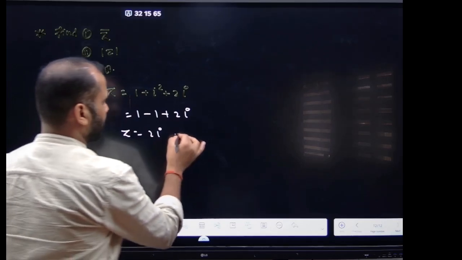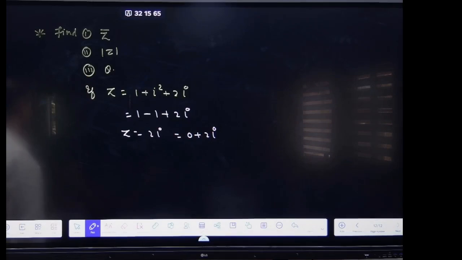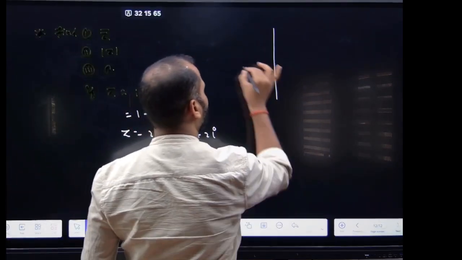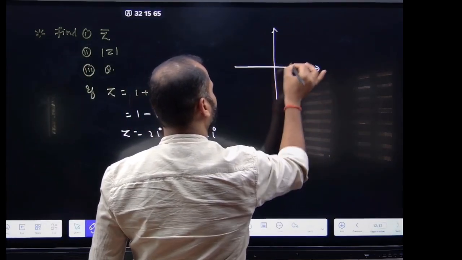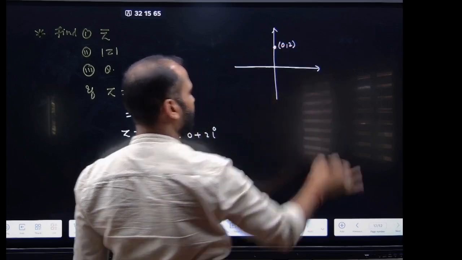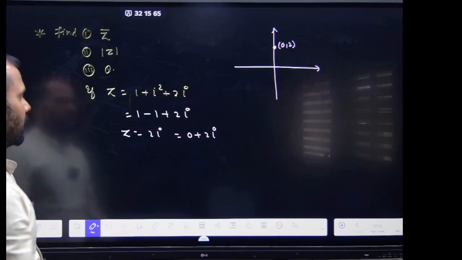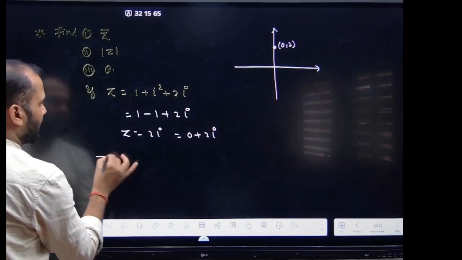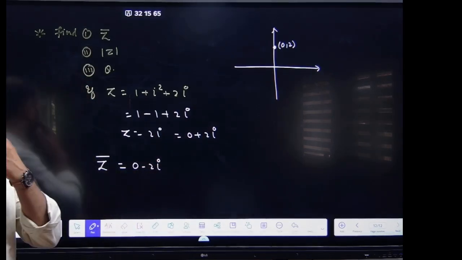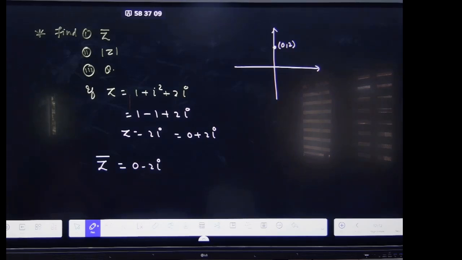So, what is the real part of this complex number? 0 plus 2i I can write. So, it is called a purely imaginary complex number, where no real part is there. If I want to represent this complex number in the Argand plane, let it be the complex plane, the real part is 0, imaginary part is 2. So, this is that complex number 0, 2. Are you getting? Now, they are asking you to calculate mod z, no problem, 0 minus 2i I can write.